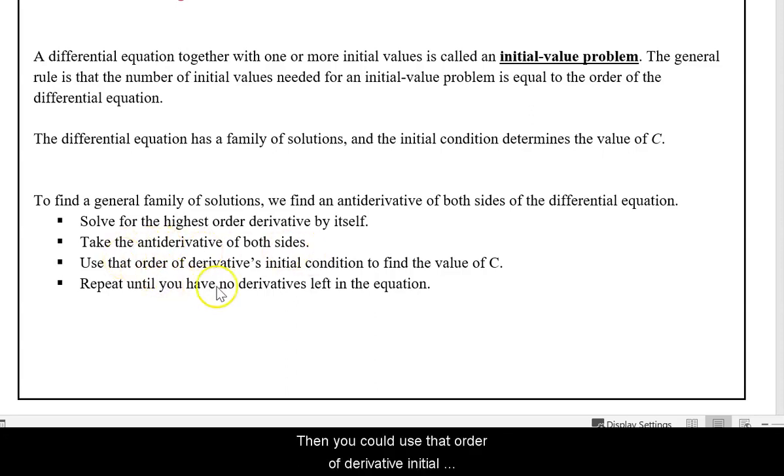Then you could use that order of derivatives initial condition, if you have it, to find the value of c. You'll repeat this process, isolating the highest order of the derivative present in the equation at that time, until you have no derivatives left. And hopefully at that point, you'll know what the general solution is.